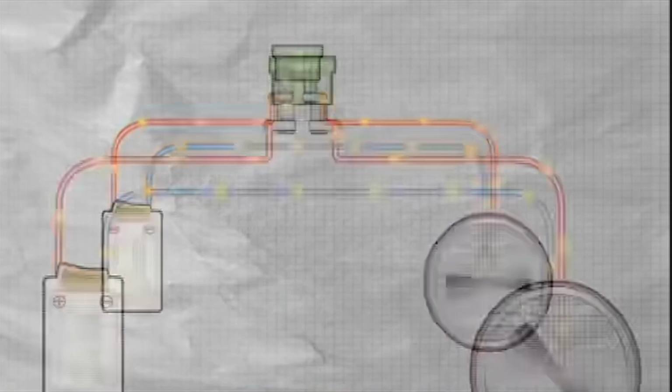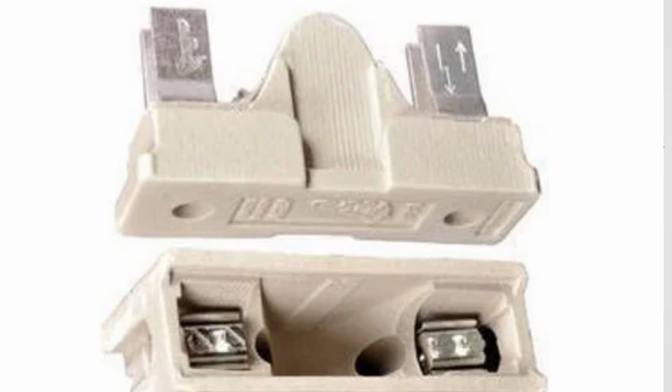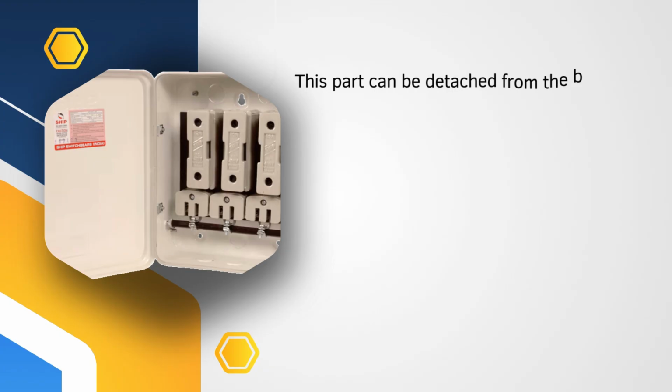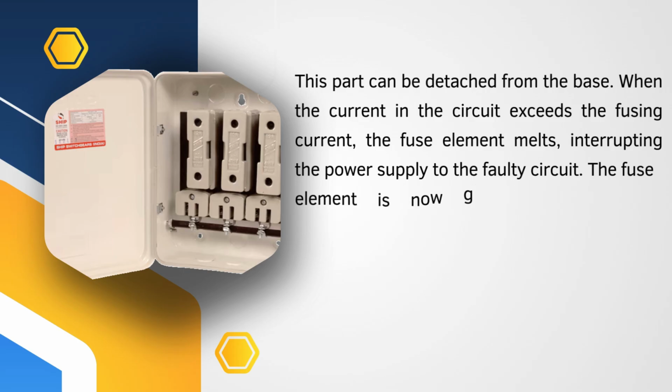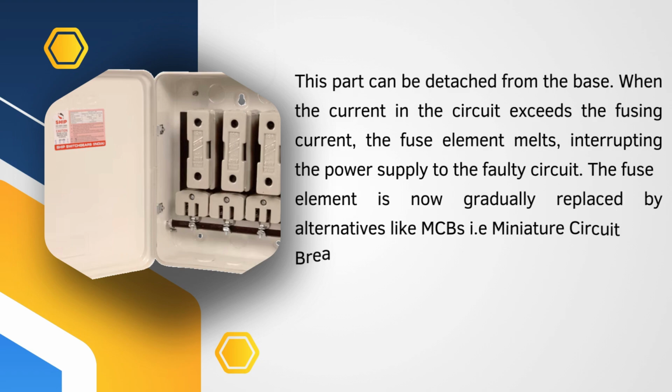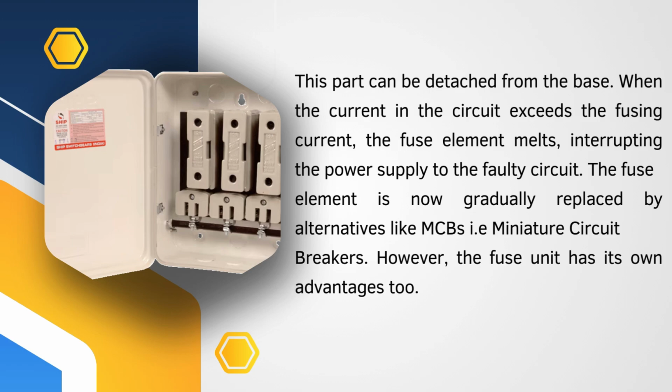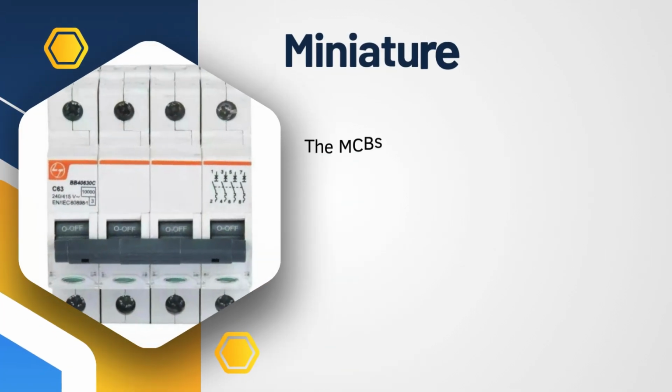The second part is a porcelain carrier that holds the fuse element. This part can be detached from the base. When the current in the circuit exceeds the fusing current, the fuse element melts, interrupting the power supply to the faulty circuit. The fuse element is now gradually replaced by alternatives like MCB, which is the miniature circuit breakers. However, the fuse unit has its own advantages too.